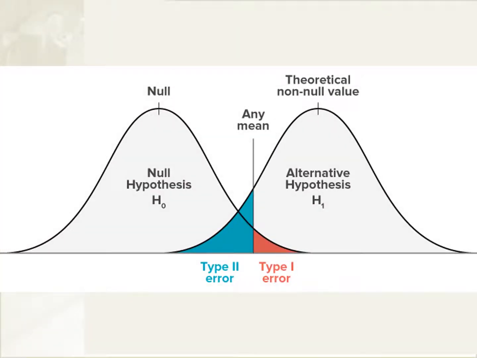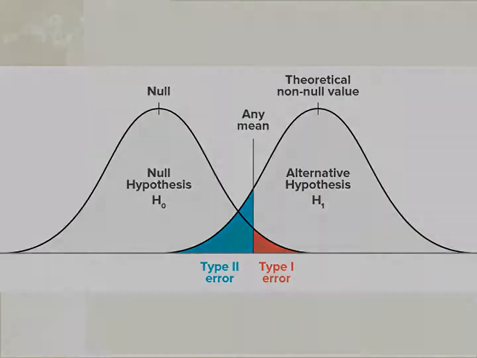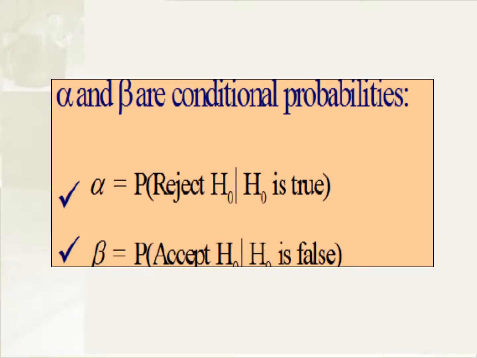The graph shows us some kind of a relationship between alpha and beta, though it's not very clear. But we can understand that if the probability of type 2 error increases, accordingly the probability of type 1 error will get reduced. Alpha and beta, if you realize, are conditional probabilities. That is, alpha is the probability that we have rejected H0 given that H0 is actually true. Beta is the probability we accept H0 given that H0 is actually false.